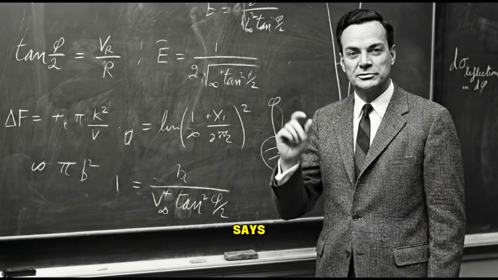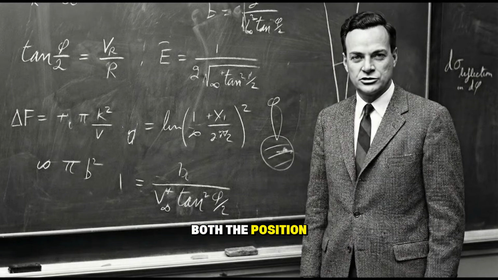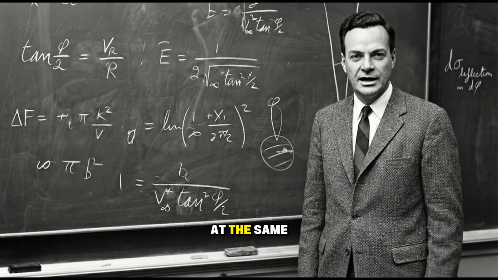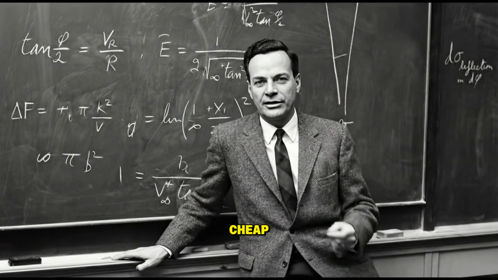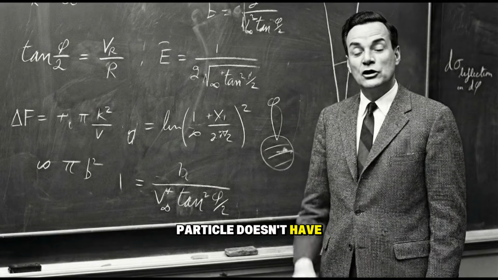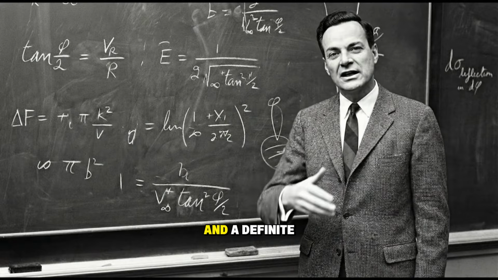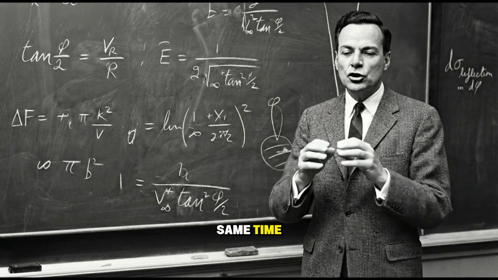Here's what it says. You cannot know both the position of a particle and its momentum at the same time, not because you're clumsy, not because your measuring device is cheap, but because the particle doesn't have both a definite position and a definite momentum at the same time.